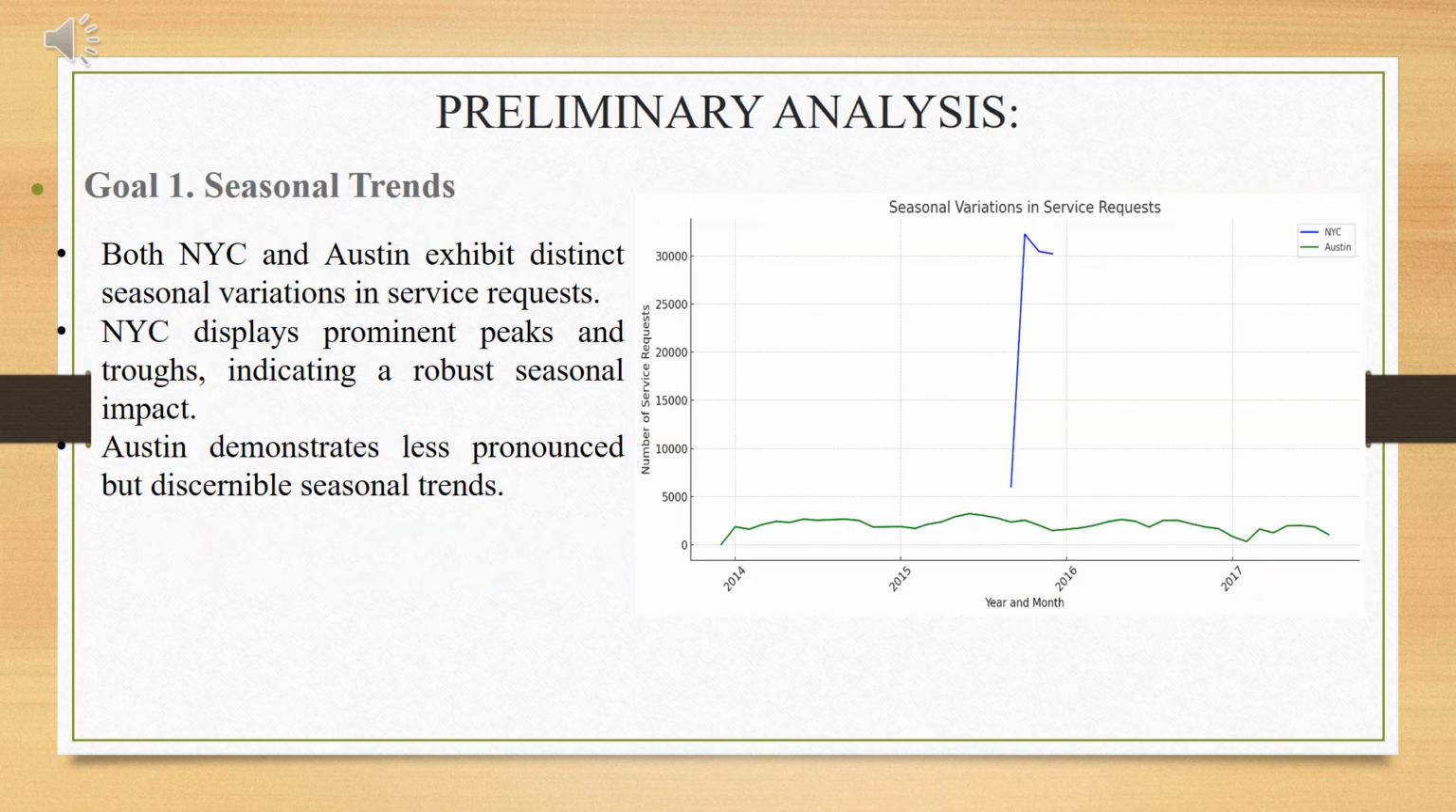Coming to the next slide, it's about preliminary analysis of the goals. This slide is about goal 1 preliminary analysis. Goal 1 is seasonal trends. You can see a graph which has seasonal variations in service requests. The blue one is New York City's and the green one is Houston. We have taken about 4 years, which is 2014, 15, 16 and 17.